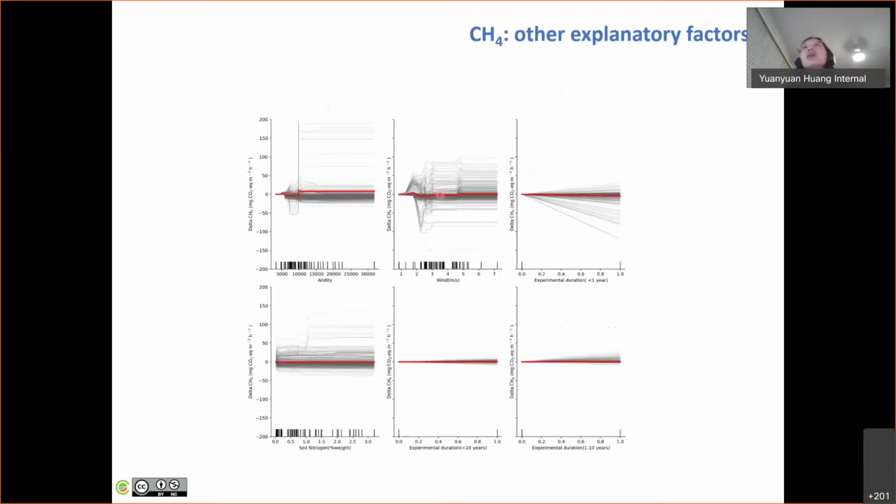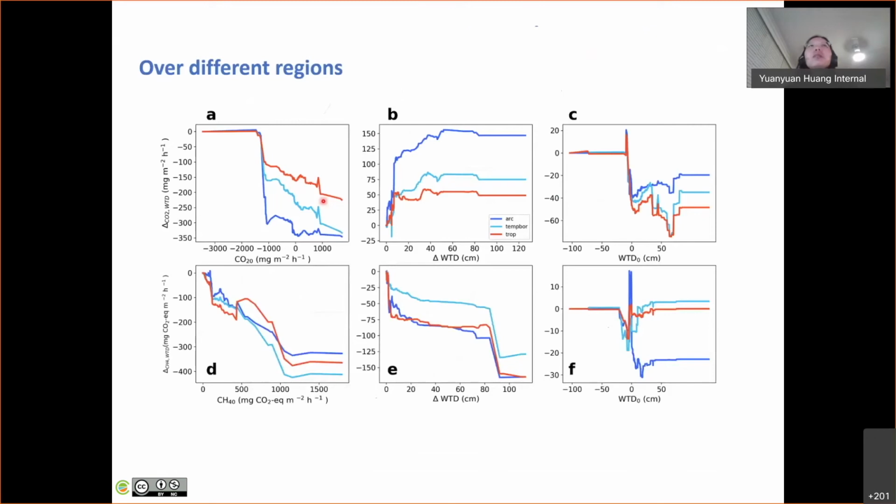And here is a figure showing the response curves for other factors for methane. You see that the variation of the average response curve is not big. This is because quite a lot of the variation is explained by the top three predictors I showed before. Depending on what kinds of information people are interested in, we can also group those individual response curves into different groups. Here is an example by region.